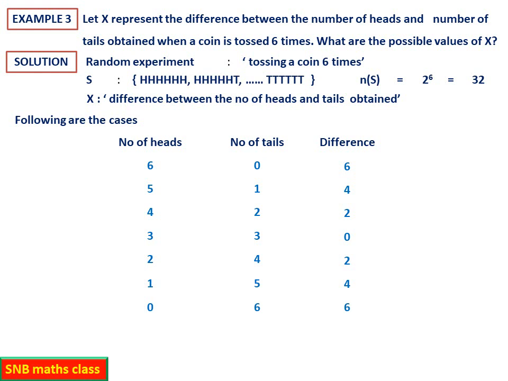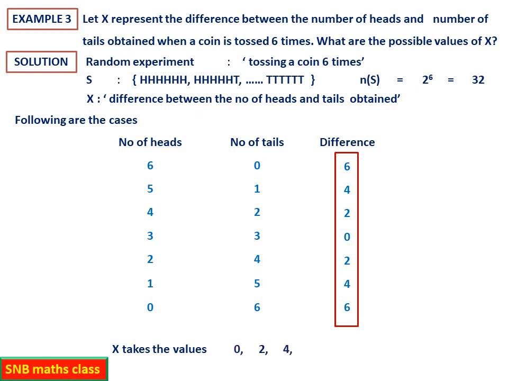So now we are interested in only this. What is X? It is the difference between the number of heads and the number of tails. So the values of X are actually 6, 4, 2, 0, 2, 4, 6, of course repeated. So you can write like this: X takes the values 0, 2, 4 and 6. So definitely it is a random variable. So this is example 3.